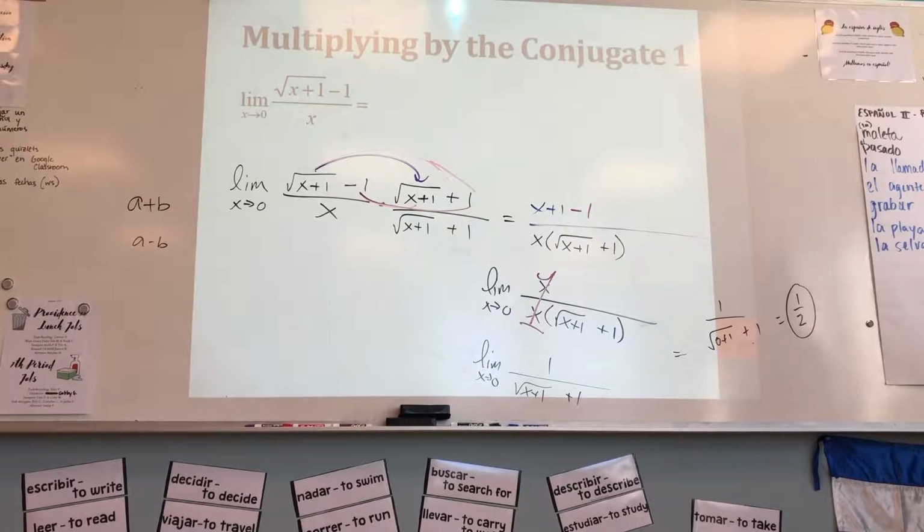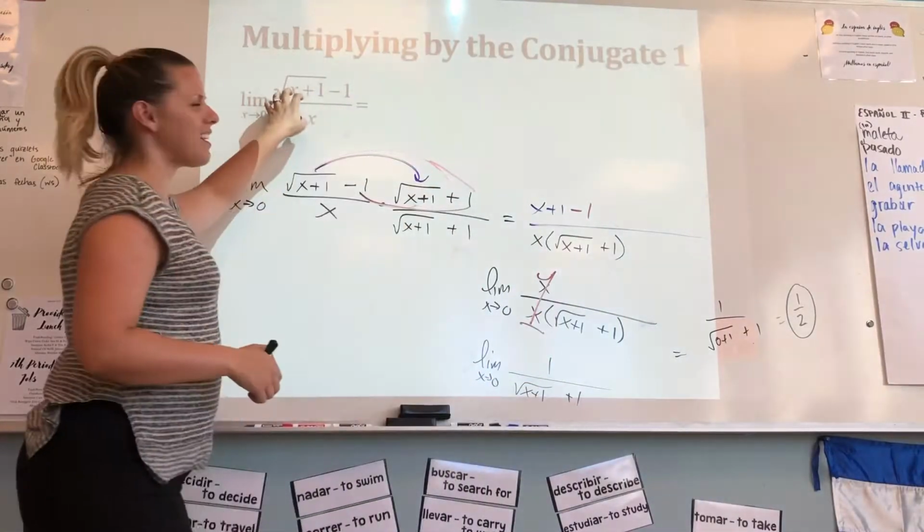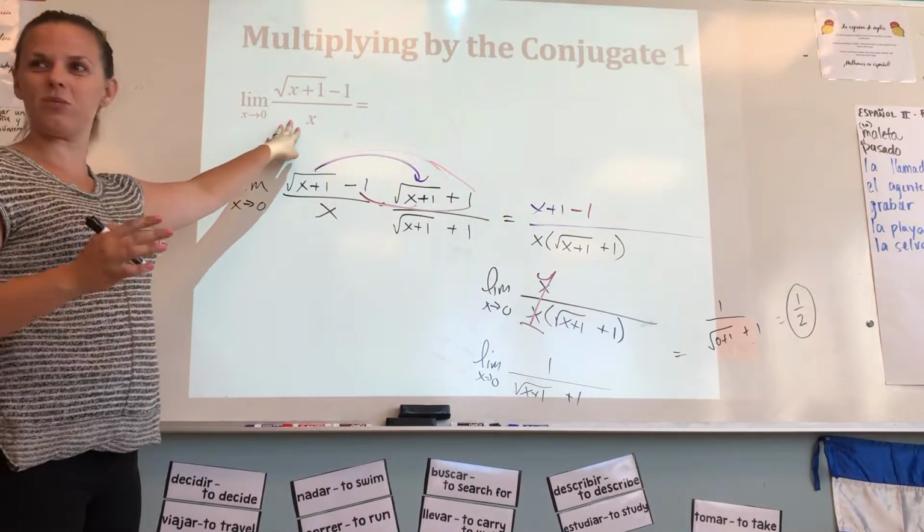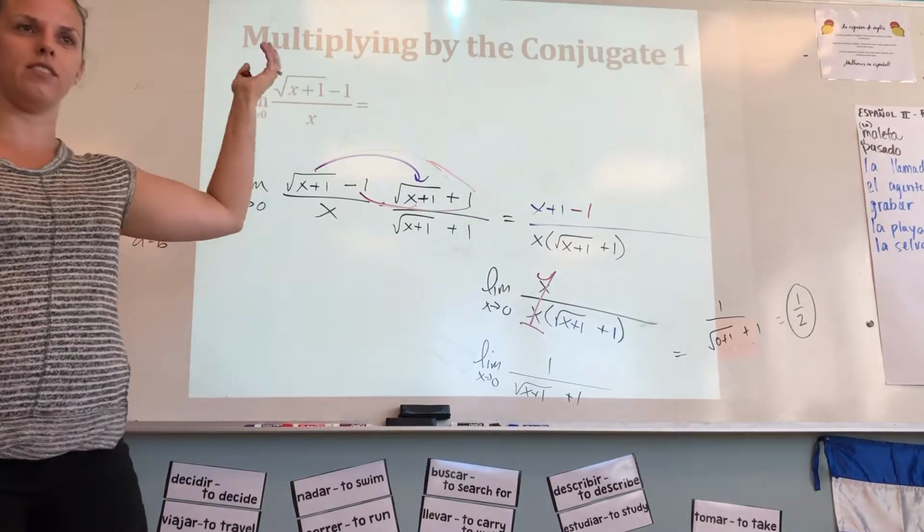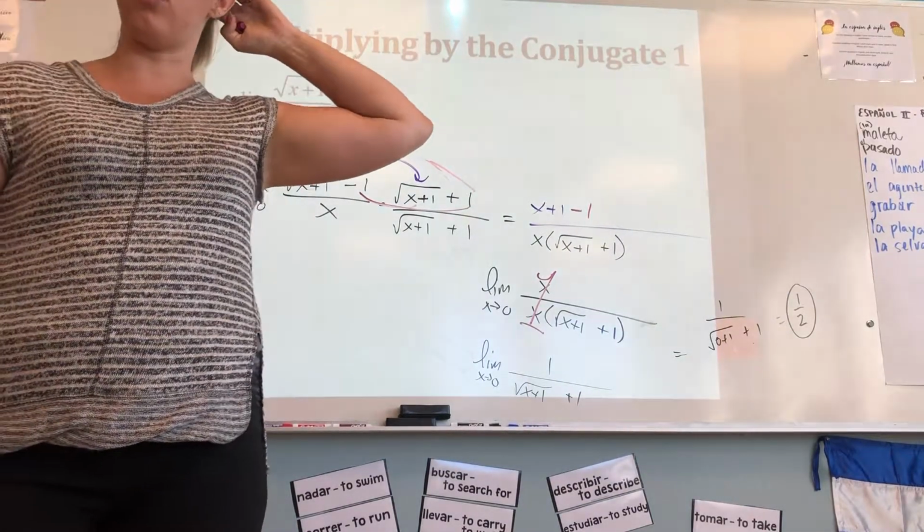You just turn 0 over 0 into 1/2. That's the magic. Would you have looked at this and guessed the answer was a half? No, you have to have this technique. So if you get 0 over 0, that means do more work.